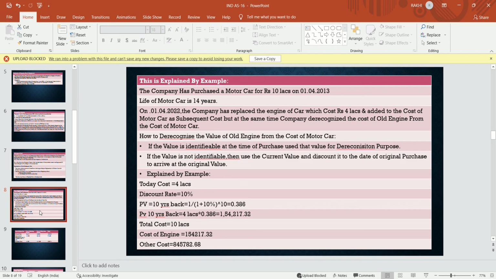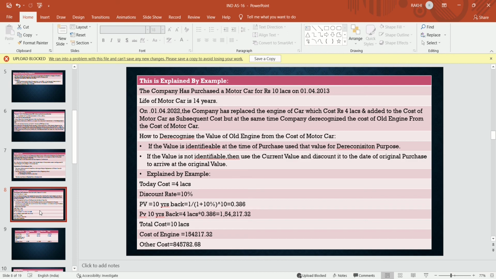That 4 lakhs is to be added as a subsequent cost to the cost of the asset, to the motor car, because the cost of the engine is a major cost. 4 lakh is the major cost, and the useful life of the engine is more than 1 year, and it derives future economic benefit to the asset, to the company. So it will be treated as a subsequent cost and it should be capitalized with the respective asset.